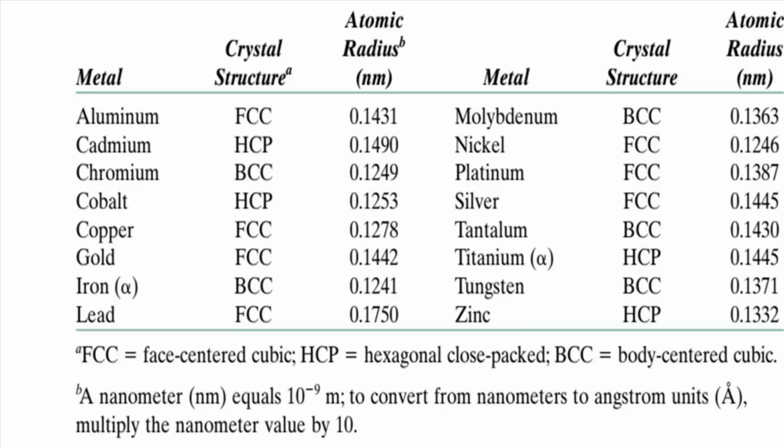This table presents the atomic radii for a number of metals. Three relatively simple crystal structures are found for most of the common metals: face-centered cubic, body-centered cubic, and hexagonal close-packed.